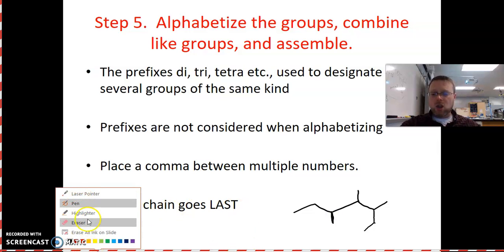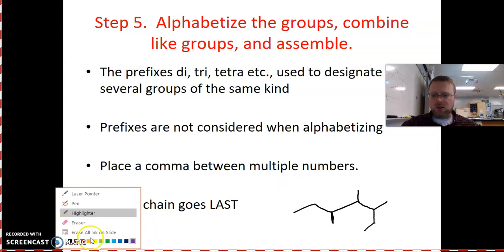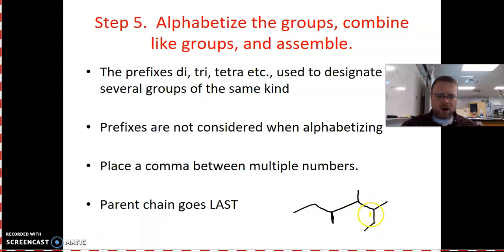All right, so again, you want to try to find the longest chain first, the longest continuous connected chain of carbons. And looks like I'm going to have to probably bend down here to get the longest chain. And it's probably going to go all the way over to the end here. All right, so there's my longest chain.